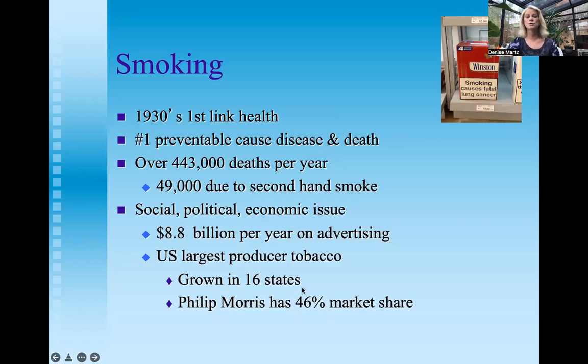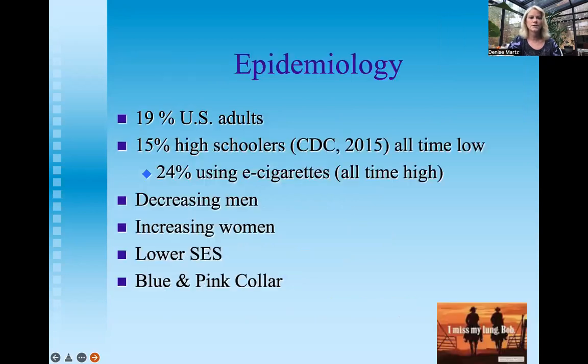Philip Morris is a huge company. They have about 46% of the market share. In US culture, we do not have strong warning labels on cigarettes. I took a bunch of pictures when I was in Mexico because they have very strong labels. So I've got some pictures of the Mexican cigarettes here. Smoking causes fatal lung cancer, as an example, very strong in-your-face labels. And we keep our labels kind of in the muck and the mire, and that is because of the power of the politics of the tobacco companies.